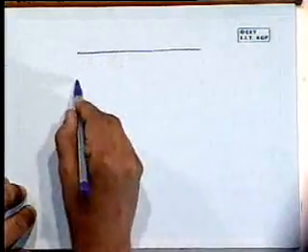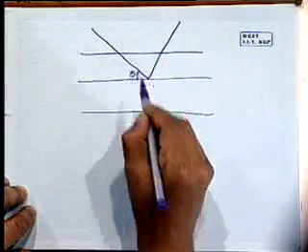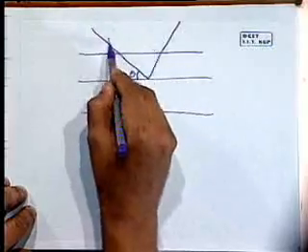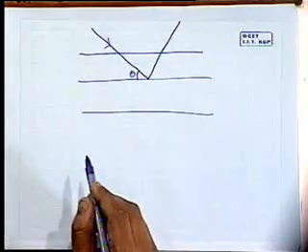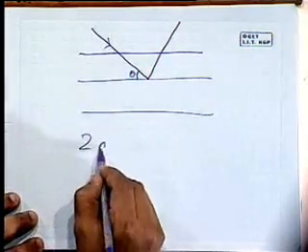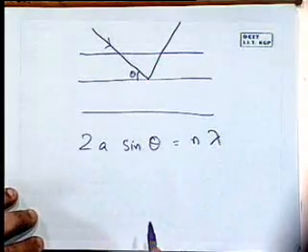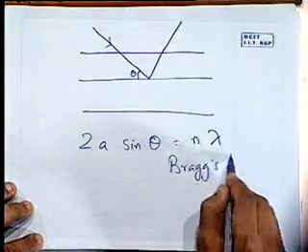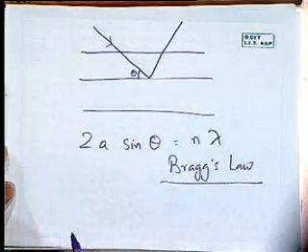I can write it very generally for some arbitrary theta that it's making with these. This is the incoming electron. The diffracted beam is coming this way. And I can write a very general expression as 2a sine theta, we are not deriving it here, is equal to n lambda. Do you recognize this expression? What is it? Bragg's law. Very good. Bragg's law applies not only to x-rays, but it applies to electrons and other things too.